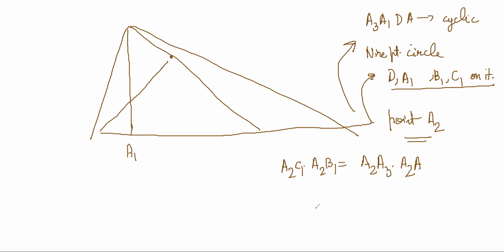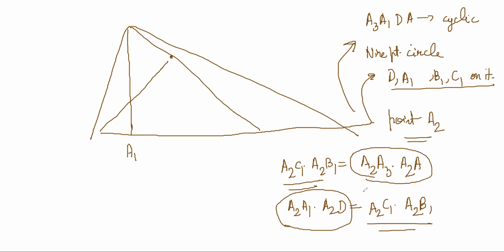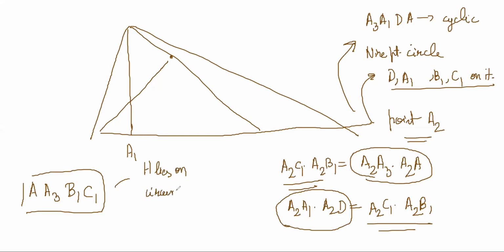And we also wrote the condition A2A1 into A2D is equal to A2C1 into A2B1. So this and this were common, so we got this is equal to this, which helped us prove that A3, P1, C1 is cyclic. From that we got that H lies on that circle, and H lies on the circumcircle. And once it lies on the circumcircle, then that is a straight line.